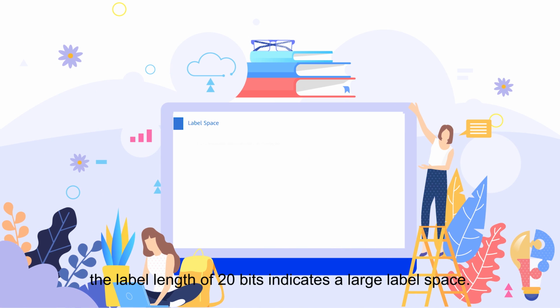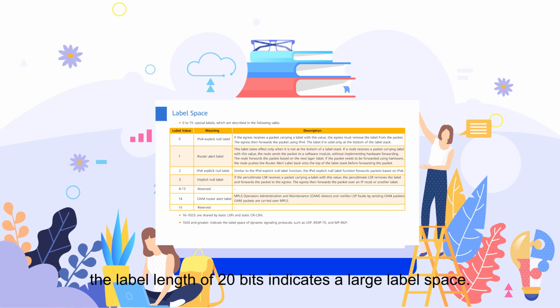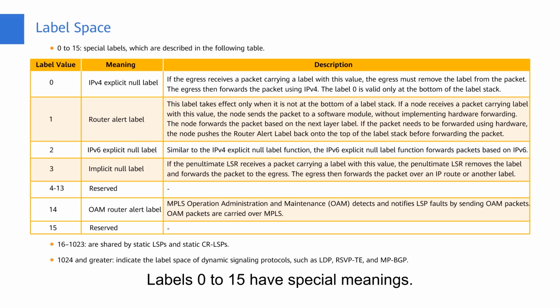As we know, the label length of 20 bits indicates a large label space. Labels 0 to 15 have special meanings. For example, label 3 is an implicit null label. Its meaning will be described later.